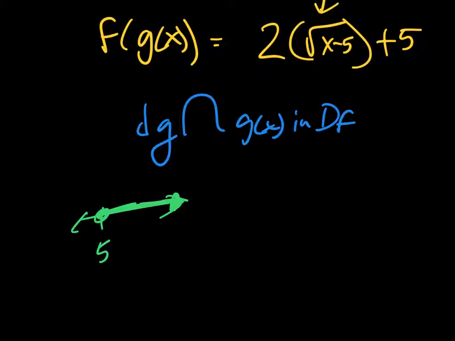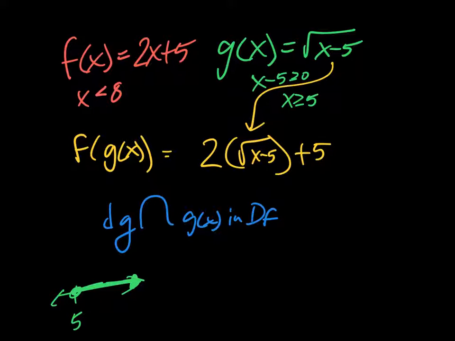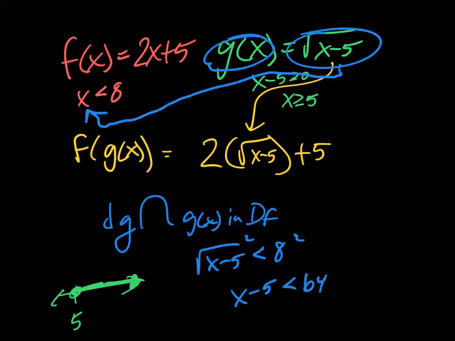Okay, now the hardest part. g of x in domain of f. Here's g of x. That part's more important. In domain of f, that goes in there. So then that's square root of x minus 5 less than 8. Square both sides, and you got x minus 5 is less than 64. Add 5 to both sides, x has to be less than 69.